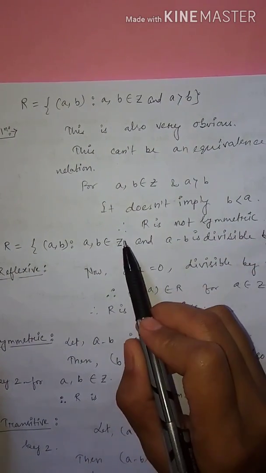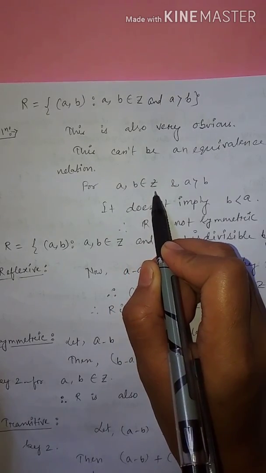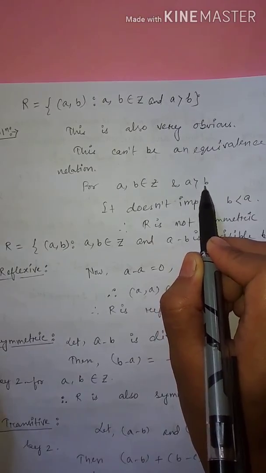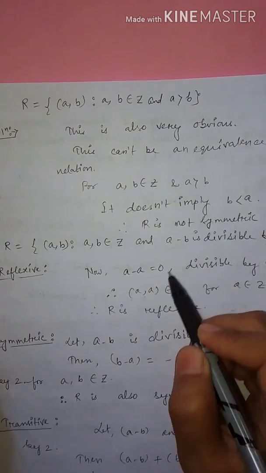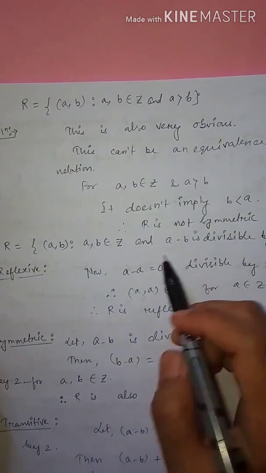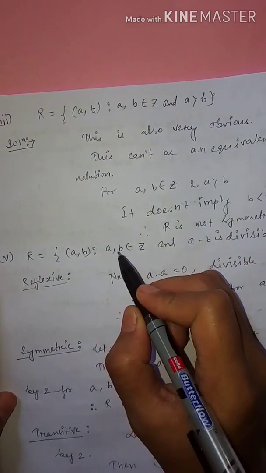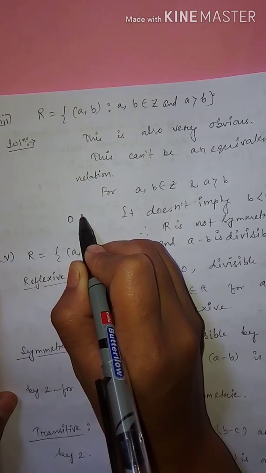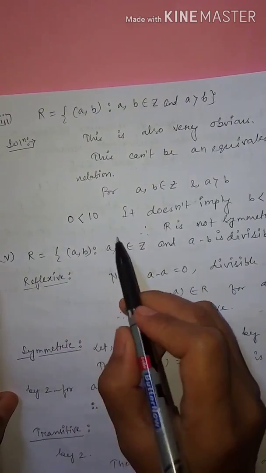for any elements A and B belongs to the set of integers. Suppose we take A greater than B. Can A greater than B imply B less than A? No, this cannot imply because if we take 0 is less than 10, this is true.